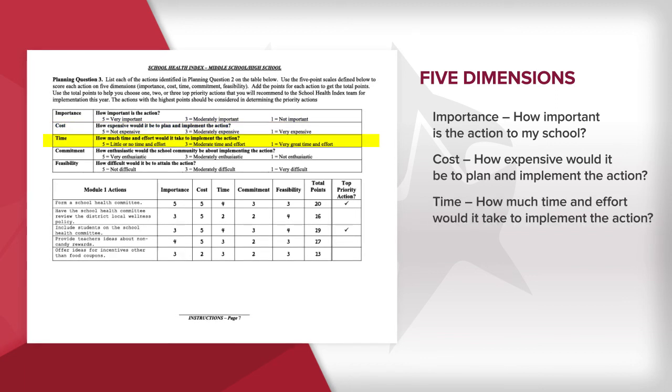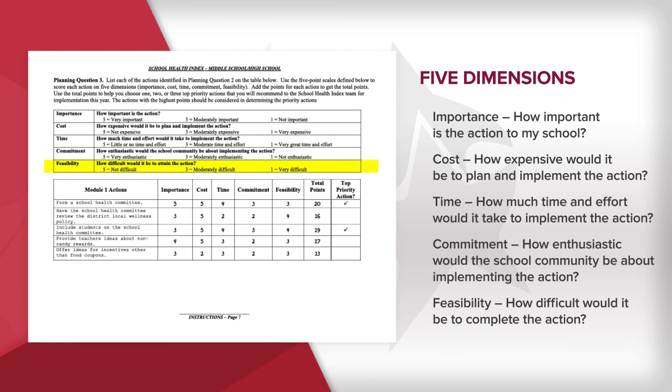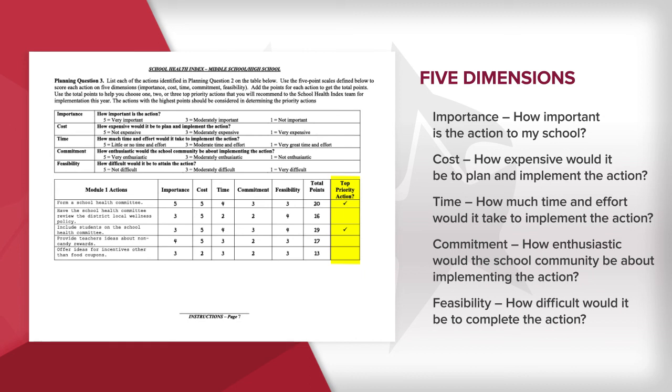Time. How much time and effort would it take to implement the action? Commitment. How enthusiastic would the school community be about implementing the action? Feasibility. How difficult would it be to complete the action? After rating each action along the 5 dimensions, the top scores should reflect those actions that need to be addressed first.